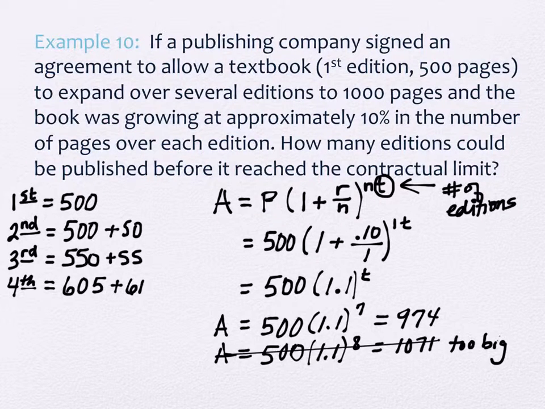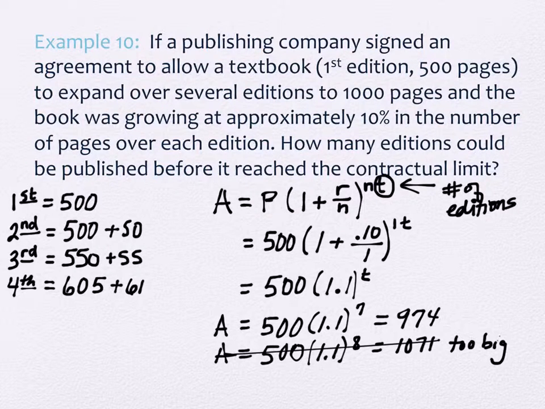Let me tell you about why, though. Because you start with edition number 1 at 500 pages. What number would you have to plug in for T in this formula over here to get 500? 0. If you plug in the number 1, what does it actually give you? If you put the number 1, 500 times 1.1 to the 1, what does that give you? 550, which is actually the second edition's value, right? It's the second edition's value.